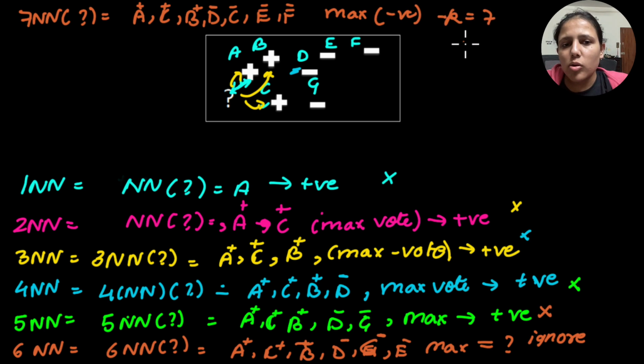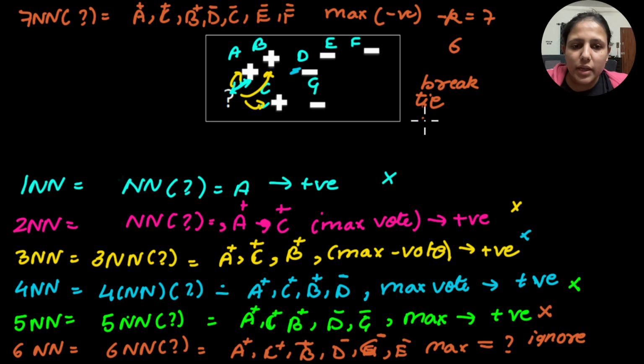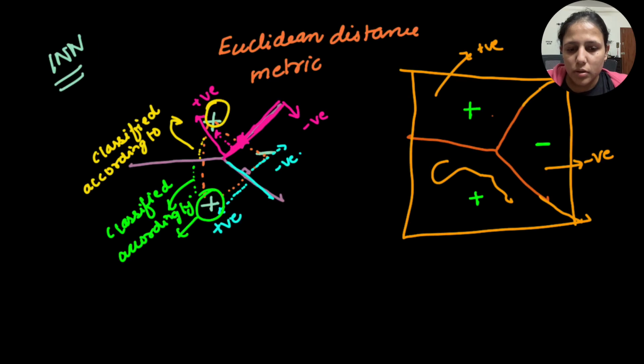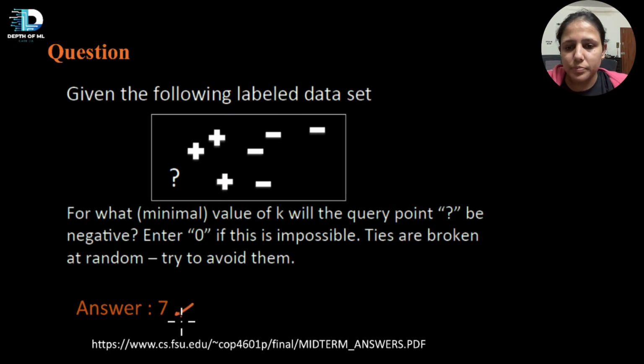Actually K can also be 6 if they specify how to break the tie. For example, if they say break ties in favor of negative, then the value will be 6, and in favor of positive, it will be 7. If they don't specify, then we go on till we definitely know that the classification is going to be negative. Okay, so let's look at the solution. The answer is 7.